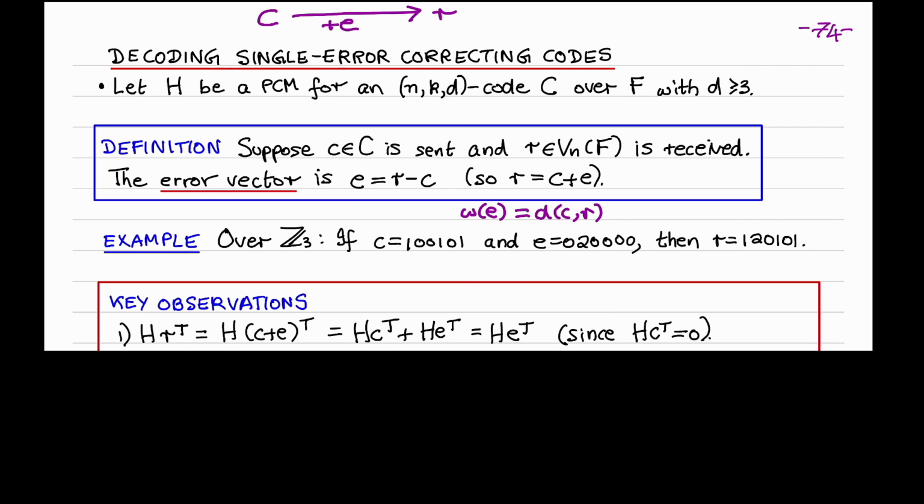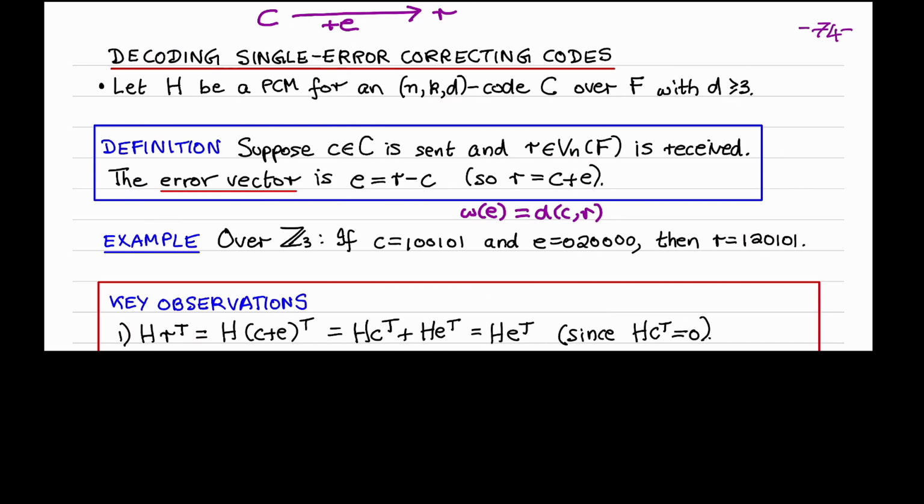This is nice because a channel decoder can compute H times E transpose without knowing the error vector E. And that's because it computes H times E transpose as H times R transpose, and the channel decoder knows the PCM H and the received vector R.